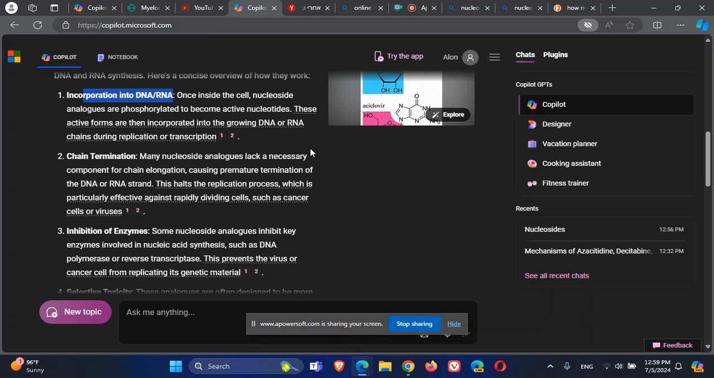So the DNA or RNA are stopped from elongating and replicating, so the cell cannot create RNA and cannot create proteins. It cannot use the DNA, so it dies.